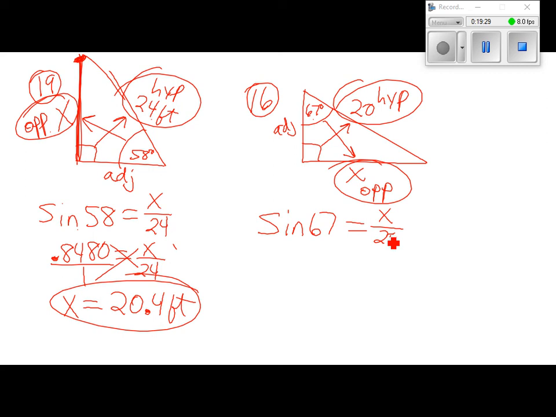Grab your calculator, find the sine of 67. Don't hit second, and you get 0.9205 equals x over 20. Put a 1 underneath that. Cross multiply, another nice one, because that comes out to be x. So all you got to do is multiply 20 times that number and you end up with 18.4. So the length of this side right here should be about 18.4.